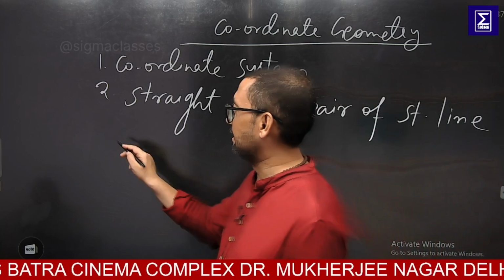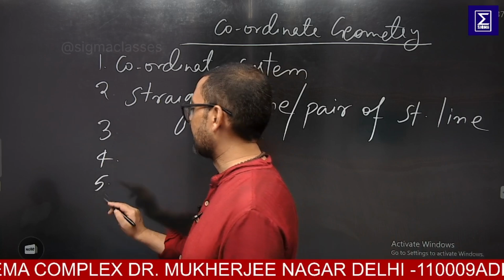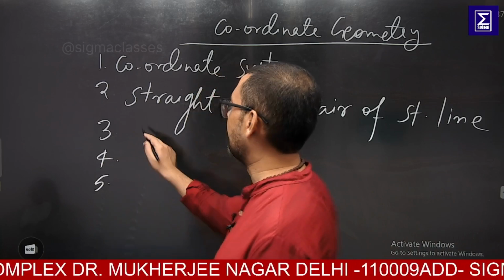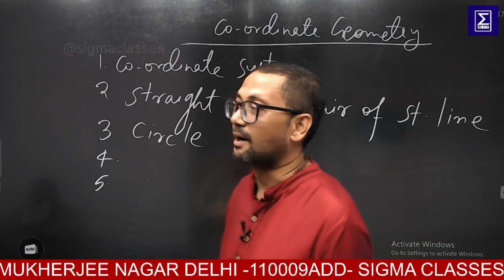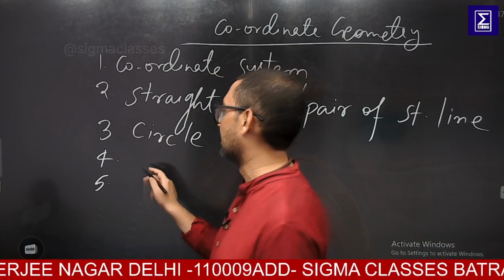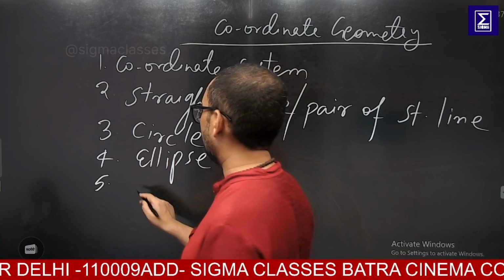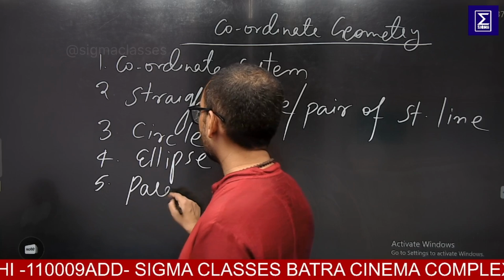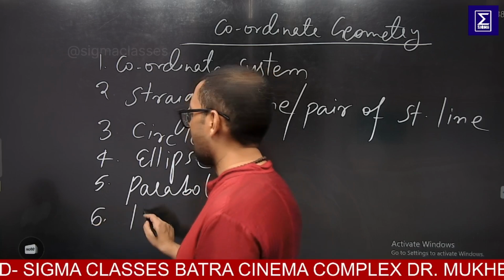And then finally we shall be doing the conic section. In conic section, firstly we will start with the circle, and then the hardcore conic sections: ellipse, parabola and hyperbola.